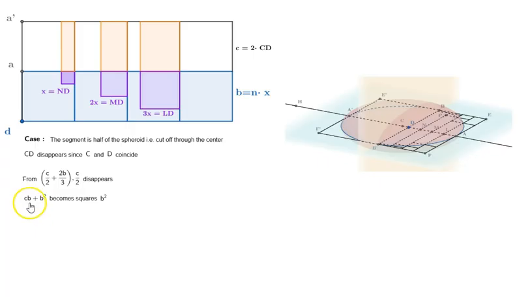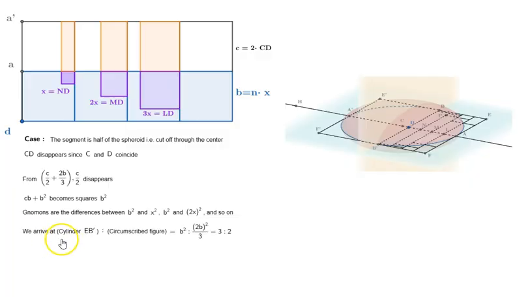Now here CB disappears because C is 0, CB is 0. So what we are left with is B square. The terms are differences between B square and X square, B square and 2X the whole square, and so on. So if we follow the same logic, we arrive at cylinder EB prime is to circumscribed figure is equal to B square is to 2B the whole square by 3. B square cancel out, and cross multiply, we end up with 3:2 ratio.